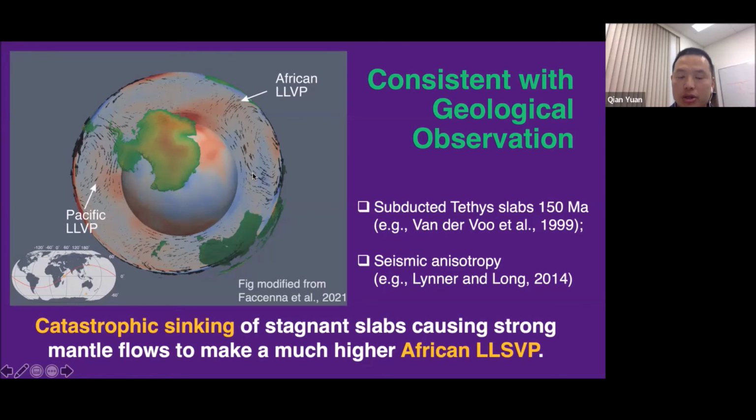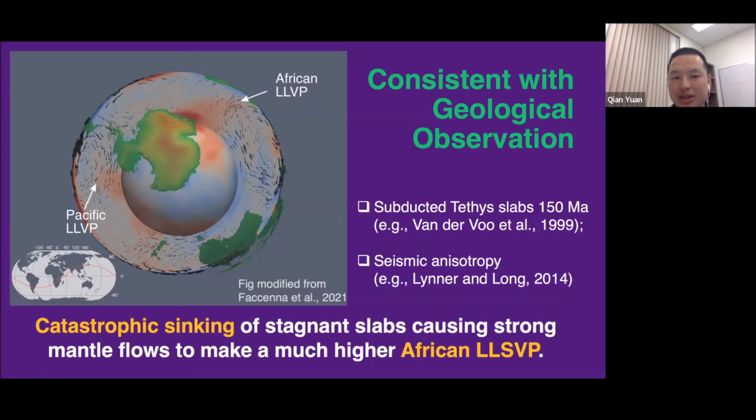Also in their study, they did some viscosity inversion to calculate the mantle flow in the current Earth. As we can see, there is strong mantle flow pushing towards the African LLSVP. This is consistent with some observations suggesting there is strong seismic anisotropy associated with the African LLSVP. But you may argue this figure also shows strong mantle flow pushing towards the Pacific LLSVP. Why is the Pacific LLSVP not that high?